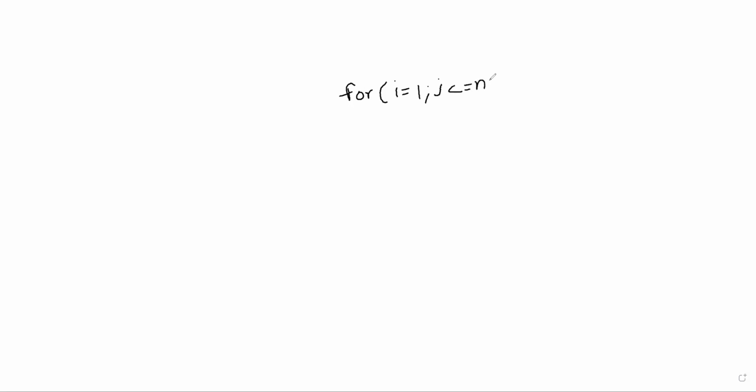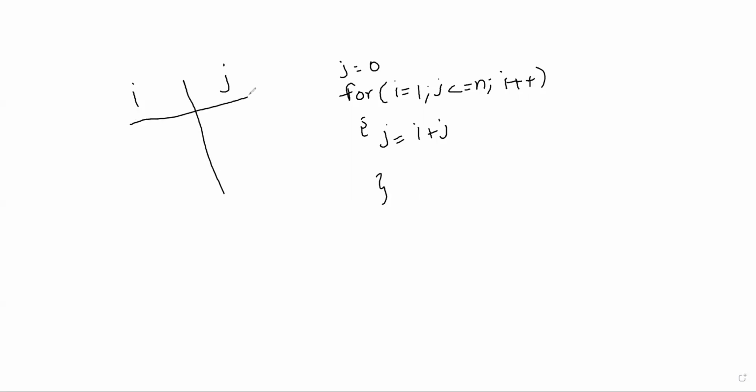So j is less than or equal to n, i plus plus, and then j is equal to i plus j. So what are the values of i and j? At the first step, what is the value of i? 1. What is the value of j?